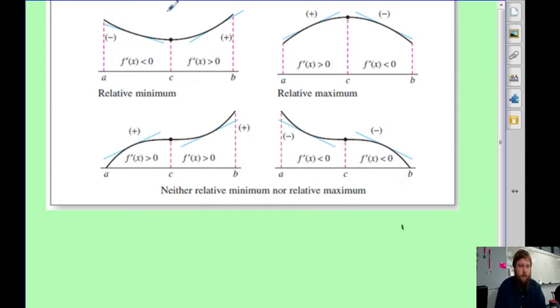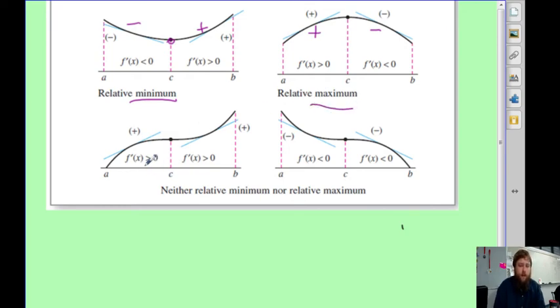Going from left to right, and this c is your critical number right here, if you are increasing from the left side and increasing from the right, you have a relative minimum. It's kind of like going down and then coming back up. If you start increasing from the left and then decrease afterwards, you'll have a relative maximum, because you're going up and then coming back down. That's a relative max.